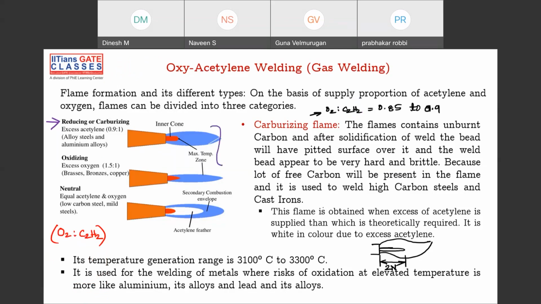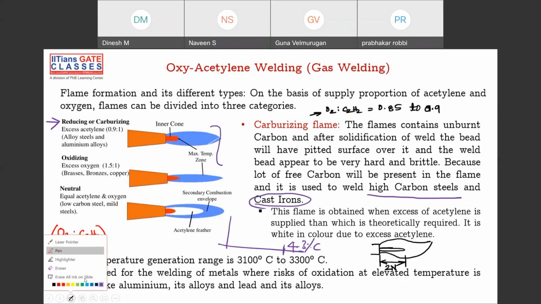Where is it? Yeah, here. High carbon steels like cast irons. If you see the iron carbide diagram, the cast irons will be around 4.3% of carbon. If you see on the edges, you will be seeing the cast irons, right? Okay.